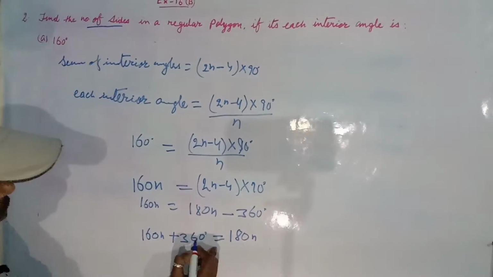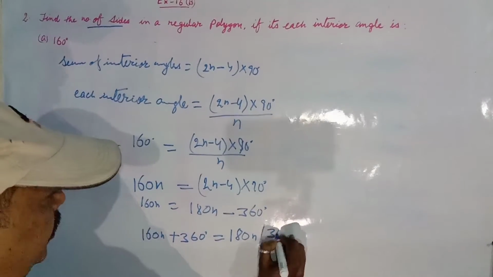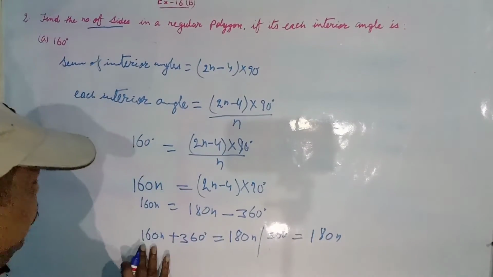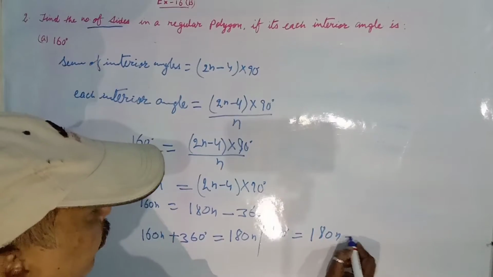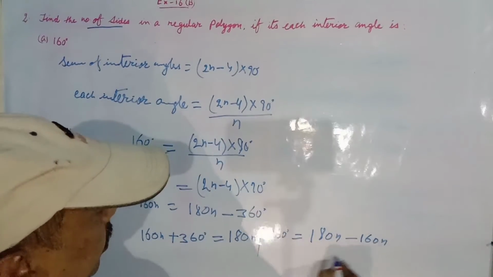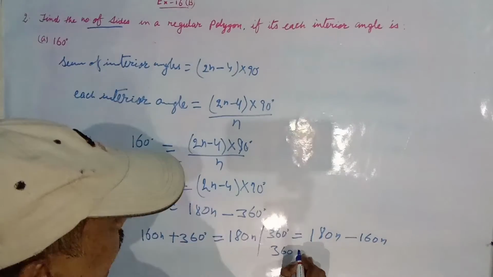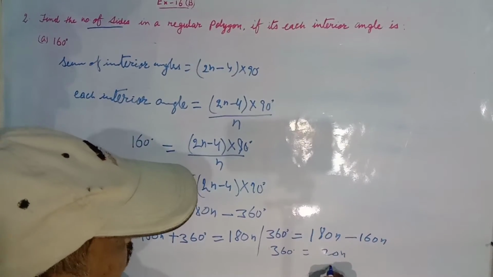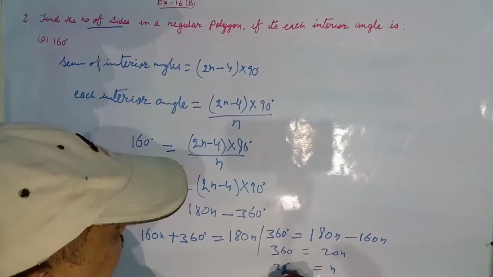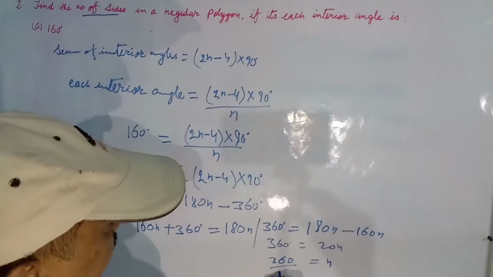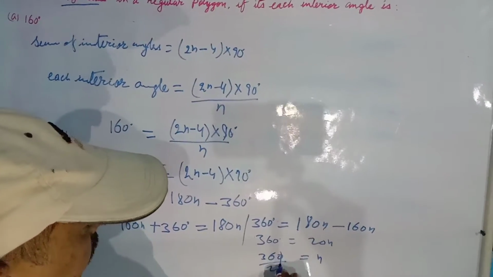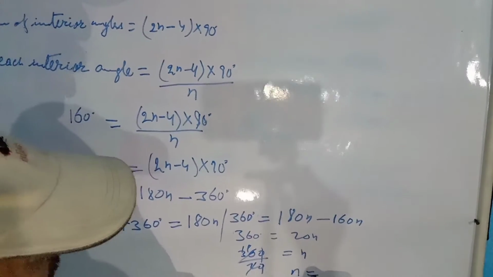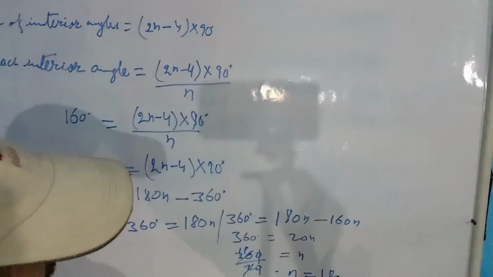Now 360 degree equals to 180n, and this one 160n will be here minus 160n. Now 360 equals to 20n. Now n equals to 360 by 20, then n equals to 18. Therefore n equals to 18 sides.